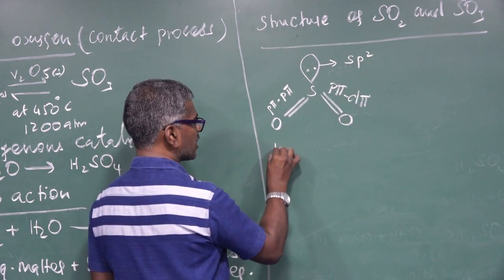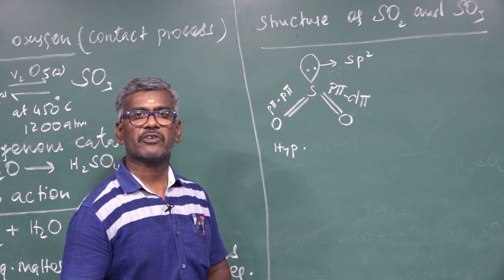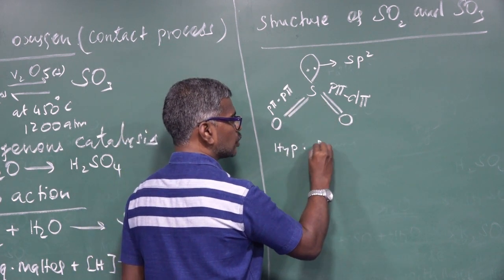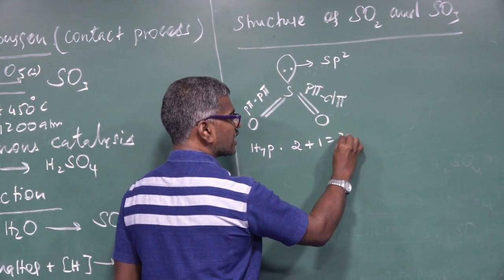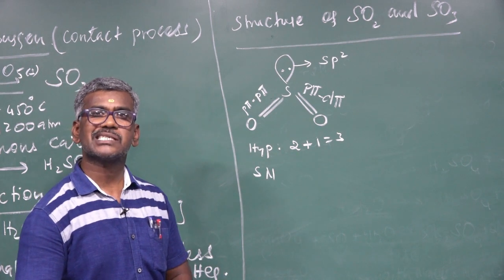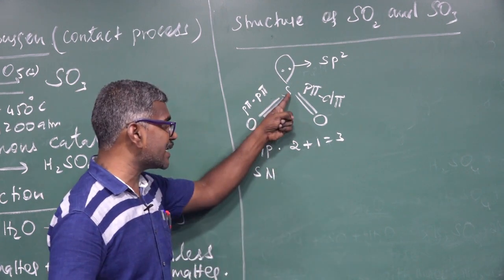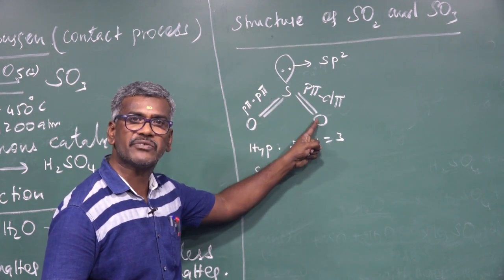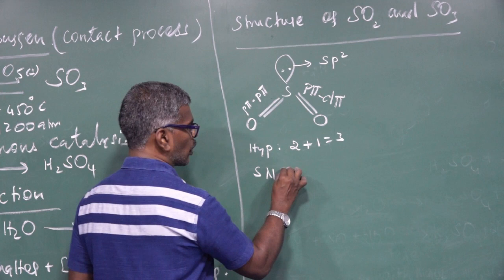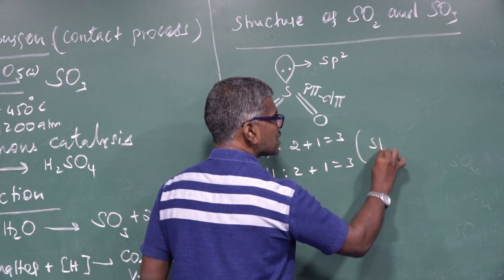How to calculate hybridization? In hybridization, it is the number of sigma bonds plus the number of lone pairs. Here one is a sigma bond, another one is a pi bond. There are 2 sigma bonds, and one lone pair, totally 3. Another way is the steric number. Steric number is nothing but the number of atoms bonded with the central atom plus lone pairs. How many atoms are bonded with the central atom? There are 2 atoms. How many lone pairs? 1 lone pair, totally 3. This exhibits sp2 hybridization.